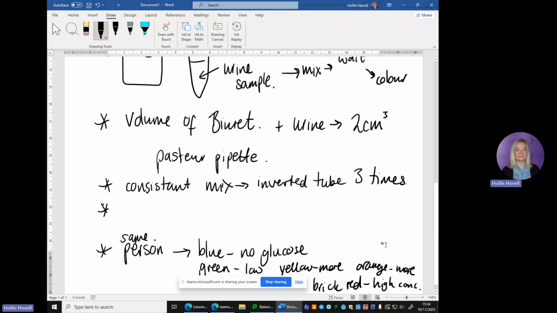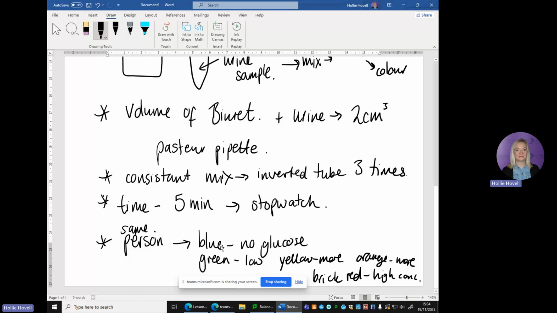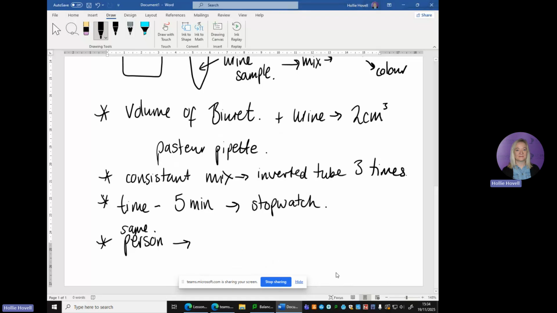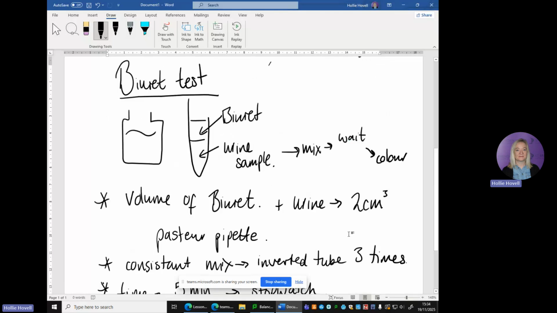However, you did have to wait. So the time before reading the colour, you could say that you, I don't know if it said a time on your method, but say 5 minutes, and that you measured this using a stopwatch to make sure that it was always controlled. And then when interpreting the colour, again, you need to use the same person looking at the colour because it's slightly subjective if different people look at the colour. But what we were looking for here is if it goes purple, it means that it contains protein. So was it purple or wasn't it? Purple. And if we always use the same person, then that's consistent.